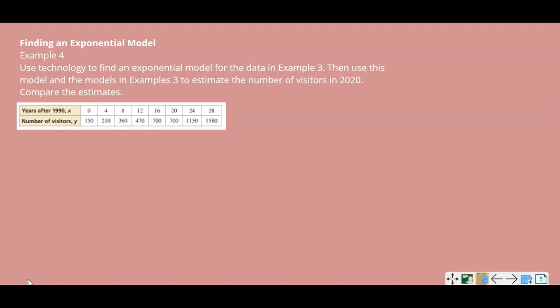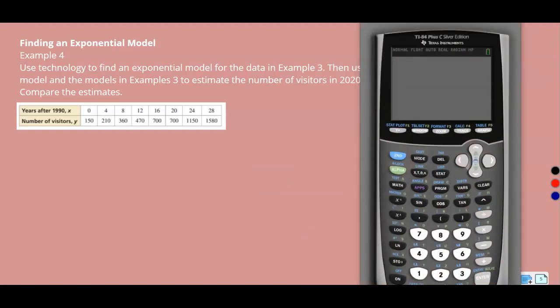Compare the estimates. All right, so I brought the table over from example 3. This is the same table we used in example 3. And I'm going to show you how to do this using technology, meaning using your calculator. The first thing I want to do, I already cleared out my calculator. So second plus 712, that clears everything out of your calculator.